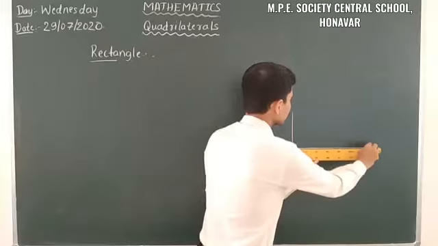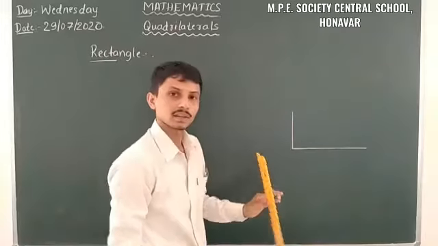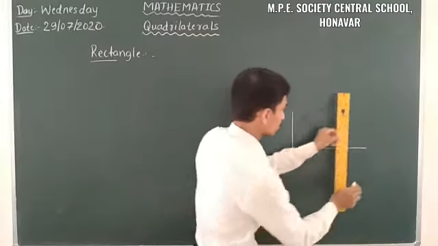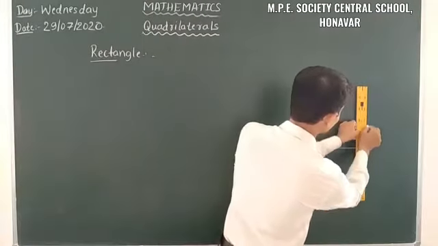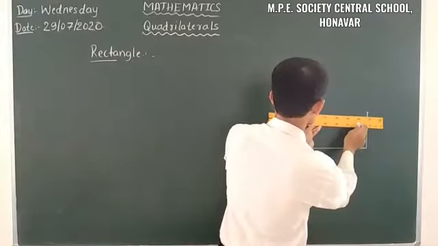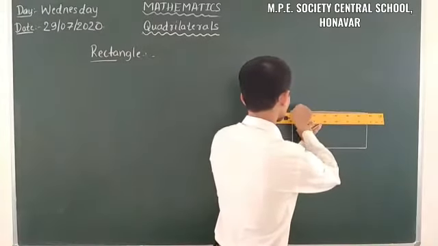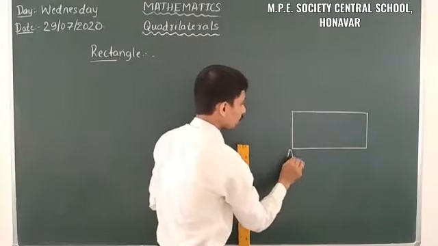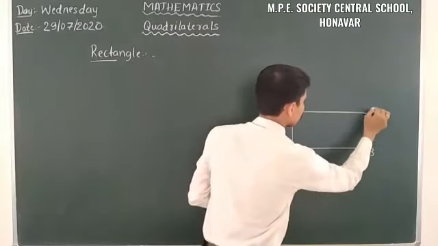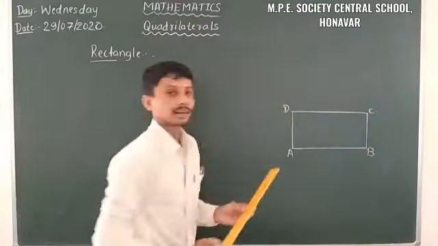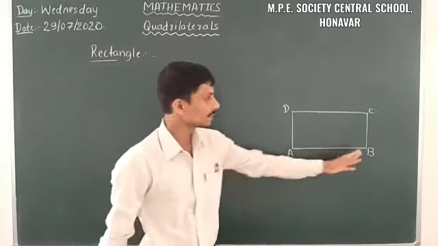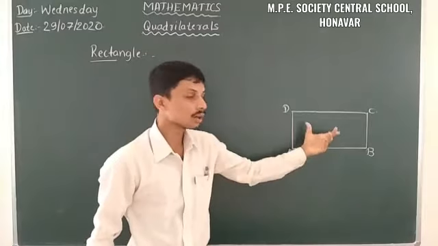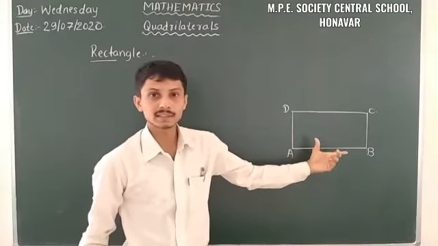But all the inner angles are 90 degrees, and we have to maintain that. So we take a 90 degree angle here, then we join. This is the method to draw a rectangle. So ABCD is a rectangle, and here we have drawn the rectangle ABCD.